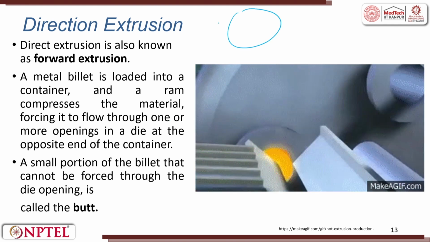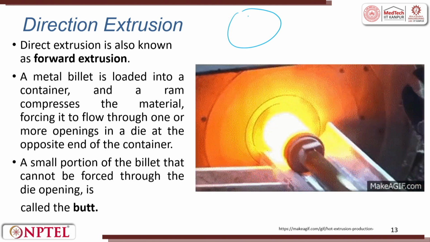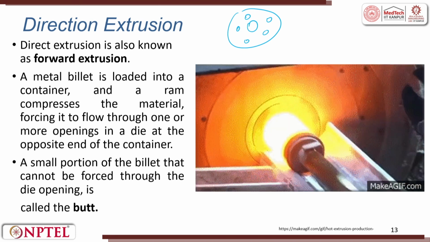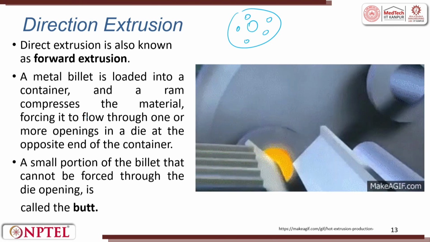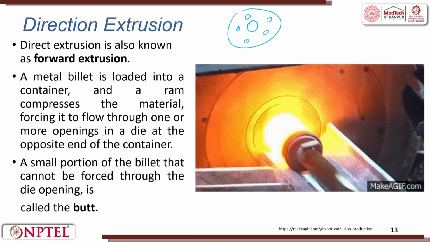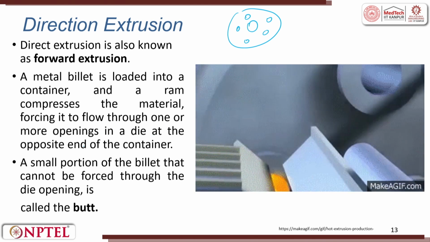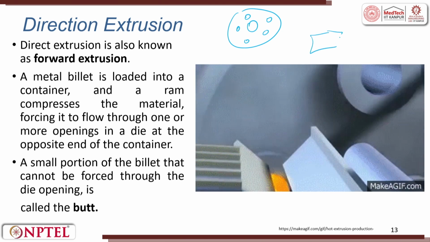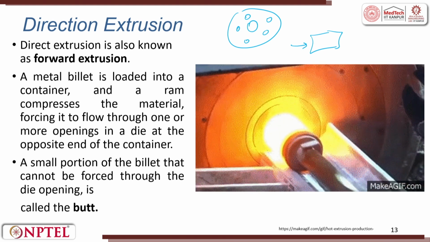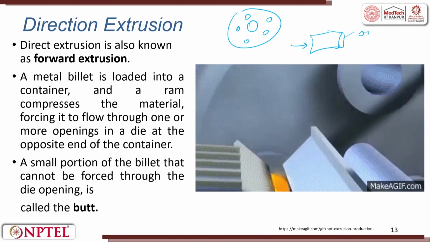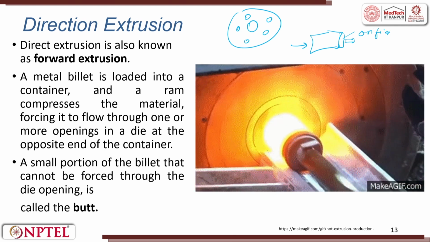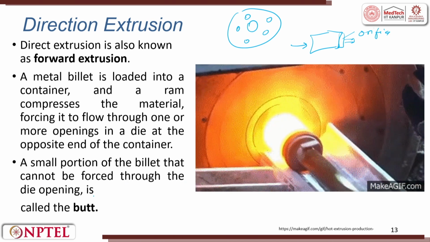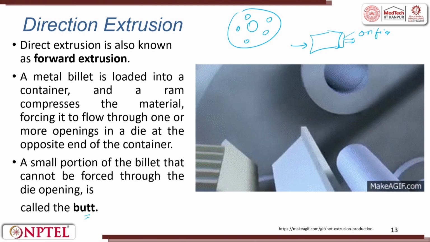So, what we are trying to say is you take a container and then you take a die. Suppose you have several orifices like this, then through all of these orifices you can extrude the material, forcing it to flow through one or more openings in a die at the opposite side of the container. So, you have a container, this is the punch, here is the orifice and here is the output. A small portion of the billet that cannot be forced through the die opening is called the butt.